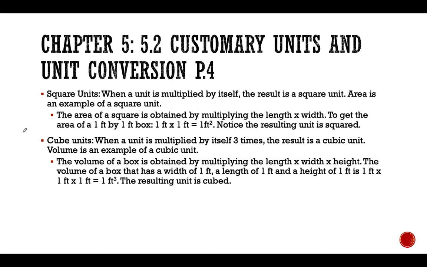For cube units, when a unit is multiplied by itself 3 times, you'll get a cubic unit. Volume is a good example of this. To get the volume of a box, you multiply length times width times height. If all of those are in units of feet, then you're going to be multiplying feet by feet by feet, and the resulting unit will be feet cubed or cubic feet.